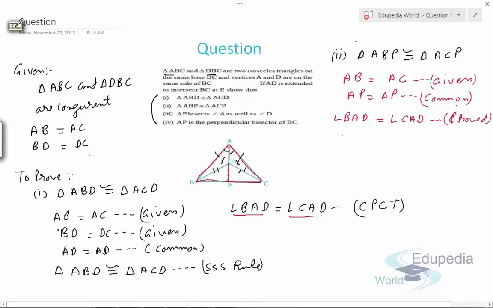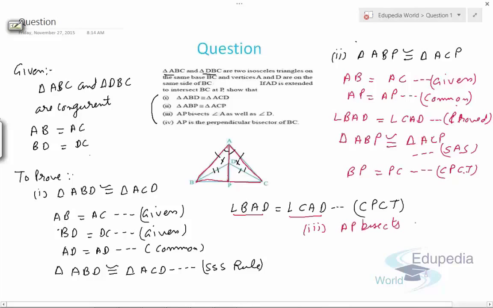So we can say that triangle ABP is congruent to triangle ACP by SAS. Okay, and then further we can say that BP equals PC by CPCT. So this is how we can prove the second part. Now let's discuss the third part. The third part says that we need to prove that AP bisects angle A as well as angle D. So we need to see how we can do this.